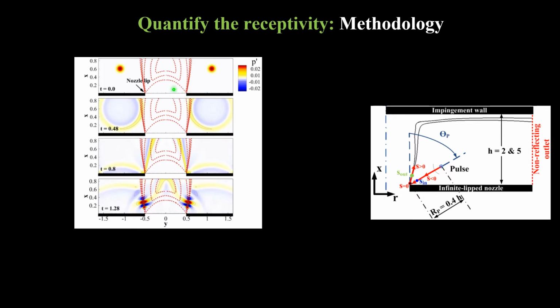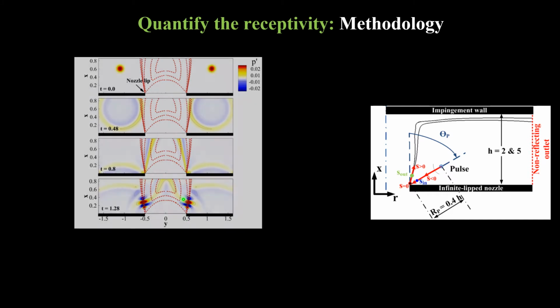The simulations are performed in three dimensions. That means the pulse is a ring for azimuthal mode equal to 0. It's a sine-wavy shaped ring for azimuthal mode equal to 1. The time series are shown here. The pulse travels toward the nozzle lip, through receptivity initiates the shear layer instability, and the shear layer instability grows in the shear layer.